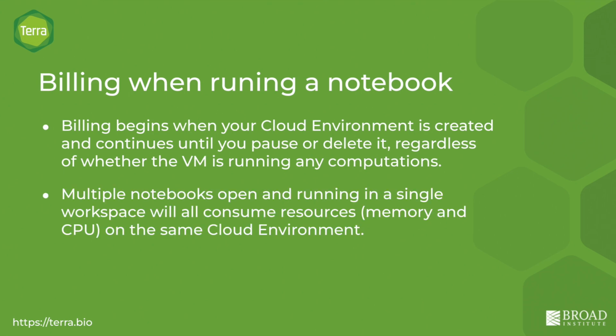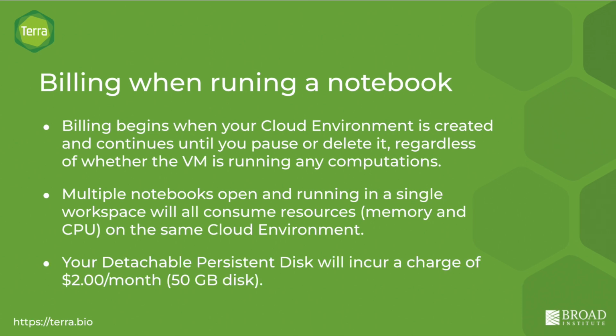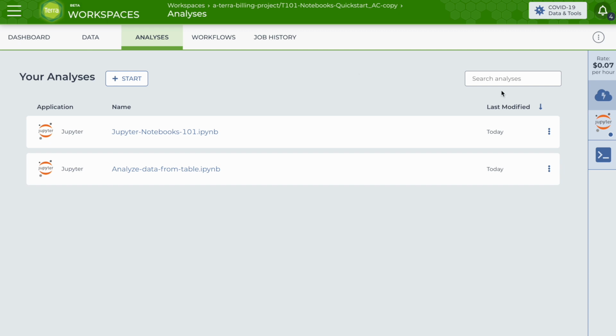Every time you open a notebook, a new Jupyter kernel is created. If you have multiple notebooks open and running in a single workspace, they will all consume resources, memory, and CPUs on the same cloud environment. You'll be able to see if the cloud environment is running by the color of the dot near the Jupyter icon on the right sidebar. Once your cloud environment is running, you'll see a green dot right below the Jupyter logo.